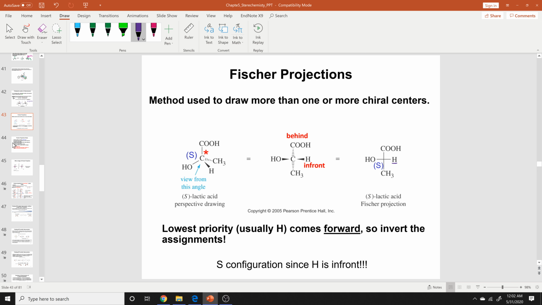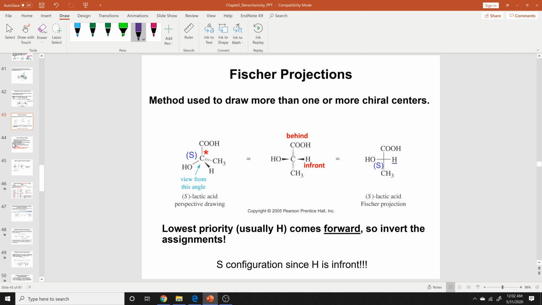So this is how we draw it. Carbon chain is always on the vertical line. The highest oxidized carbon is always on the top. And then hydrogen is always in front in Fisher projection. By drawing the Fisher projection, you don't need molecular models anymore, and you don't need to swap anything.